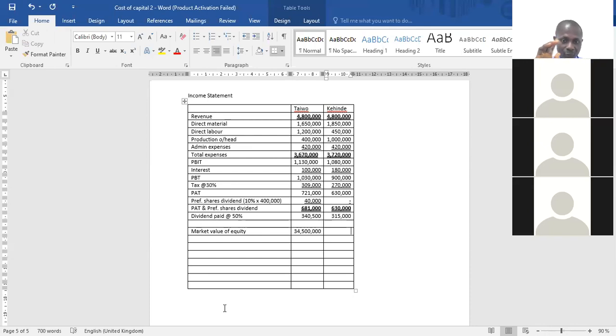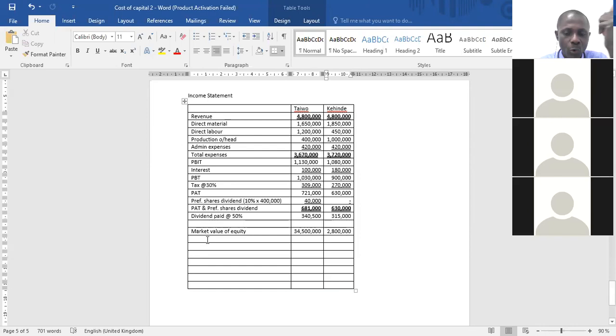So that's for Taiwo. What about for Kehinde? We also go back to the question. The total nominal value of shares of Kehinde is 1 million, but the nominal value per unit is 0.25. So divide 1 million by 0.25. That will give me 4 million shares. And the market value per share is 0.7. So multiply that by 0.7. We have 2,800,000. Okay, that's our market value of equity.